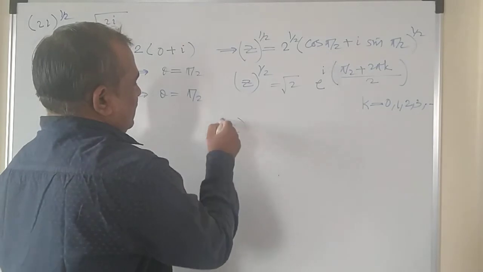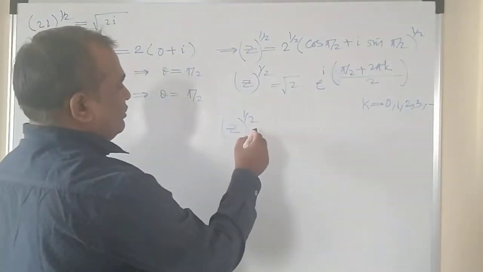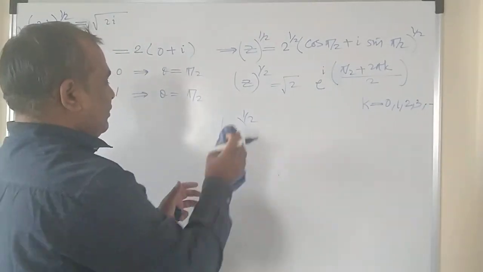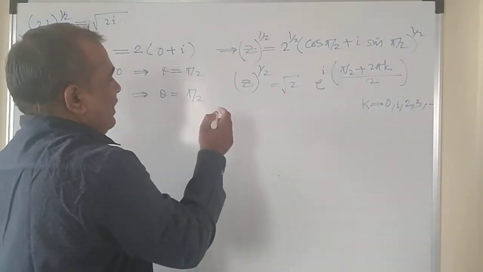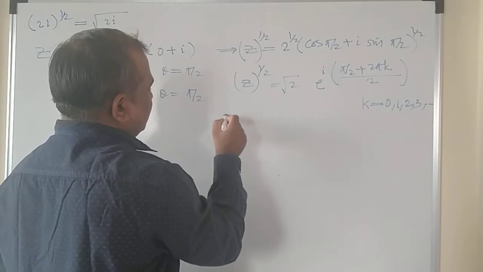Now put the values of k equal to 0, 1, 2, 3 and calculate the values of the roots. Now you will get multiple roots. While writing the multiple roots, you can use abbreviations such as Z1, Z2, Z3 in this way.